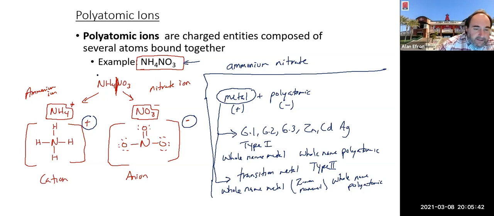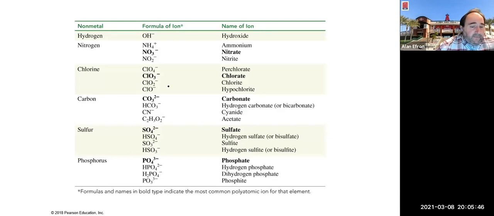So where are these polyatomic ions? Here's a table, I believe, from your book. And there's a lot of polyatomic ions. You do need to know the names and the formulas and the charges so that you can put everything together correctly. There is a way that you could group things together to help you out.